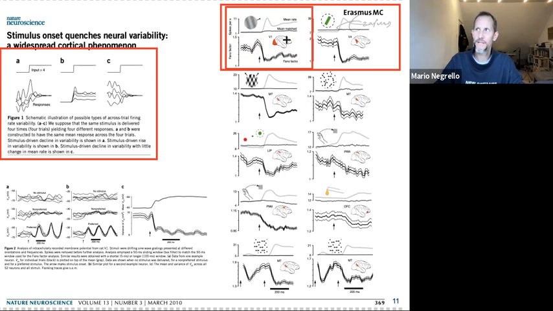Is this too small? Can you see it? Stop me if you don't.